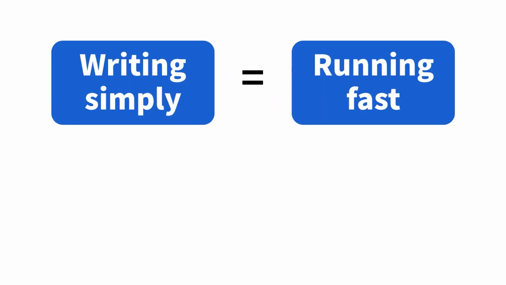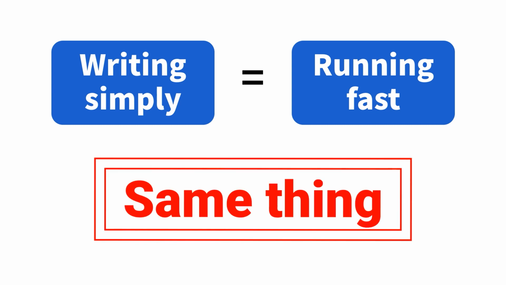In a sense, writing simply and running fast are actually the same thing. To run fast, you need to make high-performance algorithms write simple. This is also the significance of SPL in high-performance computing.